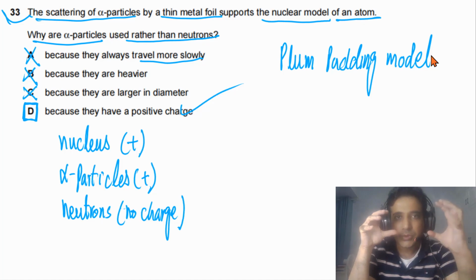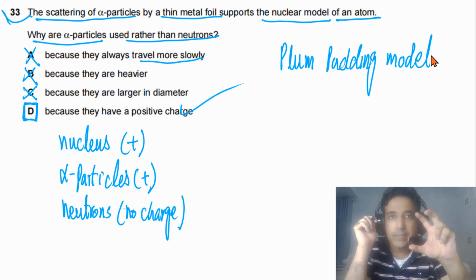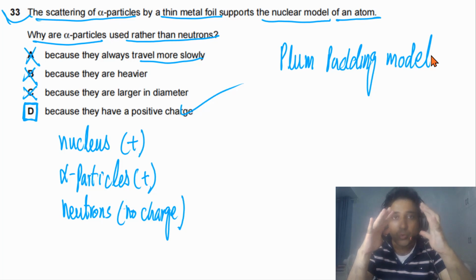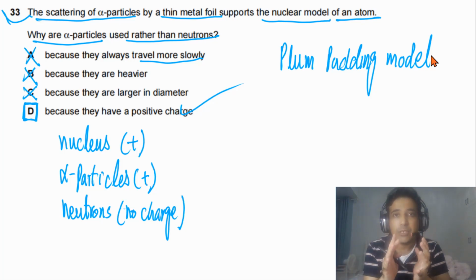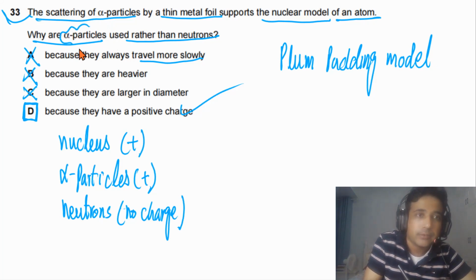So in order to test this one, Rutherford did an experiment and he used alpha particles, because the plum pudding model suggested that positive charge is evenly distributed in the atom. So he used alpha particles, so there will be a repulsive force because the alpha particle is positively charged and the core of the atom is also positively charged. He used alpha particles, not neutrons, because with neutrons there would be no interaction. So that's the reason alpha particles were used.